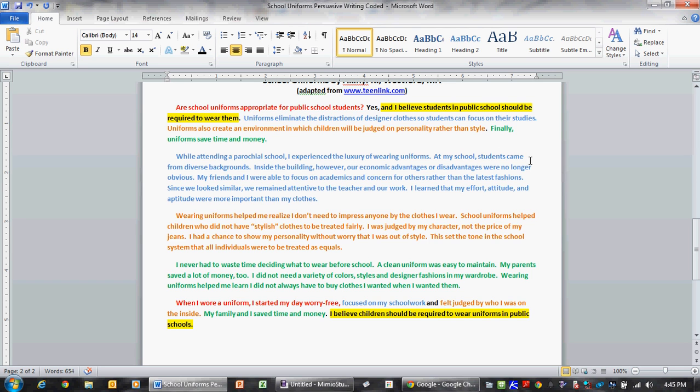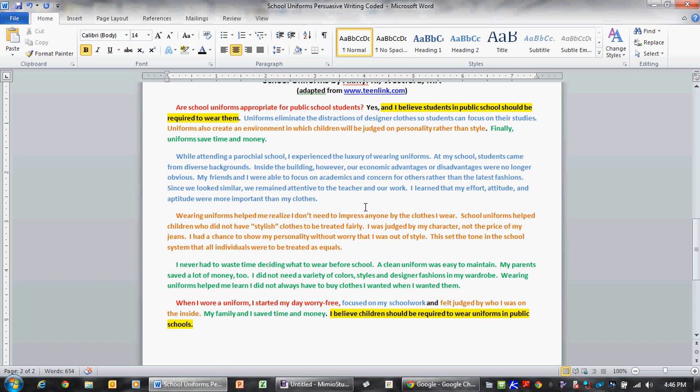As we read through the rest of the piece, we can see a lot of detail, citing personal anecdotes, what they experienced and felt, using very positive connotation when they write about those school uniforms, saying things like the luxury of wearing uniforms, luxury, a very positive connotation.